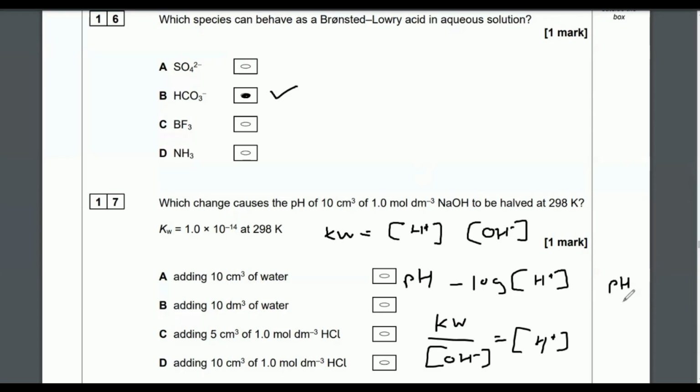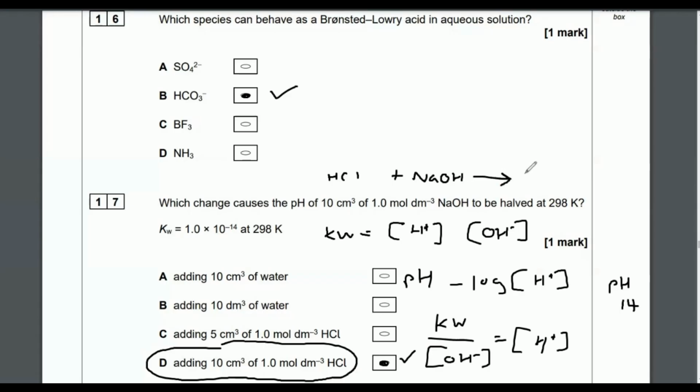So which one of these is going to end up with a pH of 7? Adding 10 centimeter cubed of 1 mole per decimeter cubed hydrochloric acid, look, that is going to neutralize that to form pH 7. So yeah, that is going to be the answer. That is going to perfectly neutralize it, because HCl plus NaOH, they're of identical concentration, so I have identical moles of each. They are going to perfectly neutralize. Look, that's going to form sodium chloride.